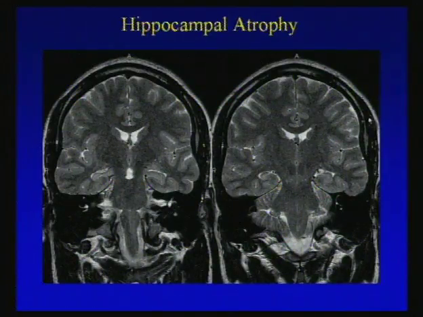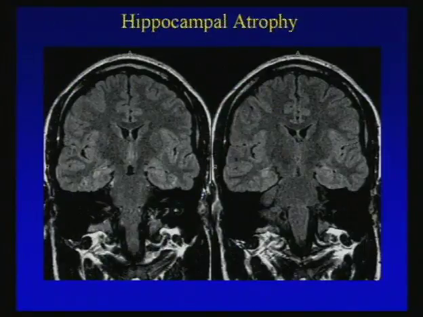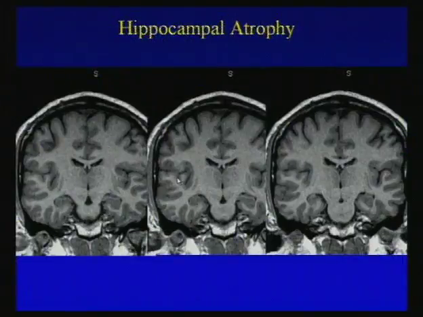Now here's a case where the findings aren't so definitive. If you compare the right to the left hippocampus, you may say that the right hippocampus is smaller than the left. You don't see any increase in size of the temporal horn, and no real increased signal intensity. And on the FLAIR images, you're sort of trying to decide whether there is abnormal increased signal intensity. Perhaps there's a little atrophy.